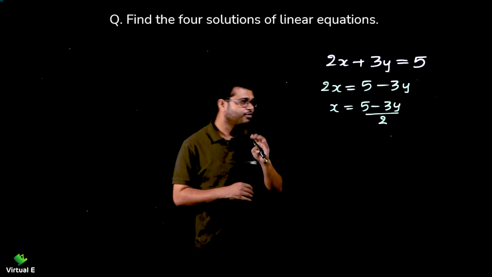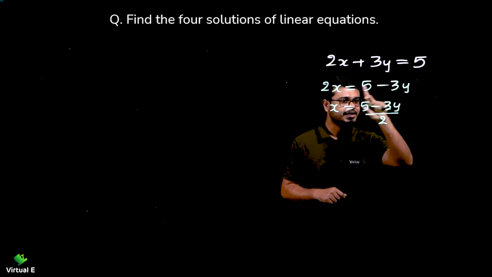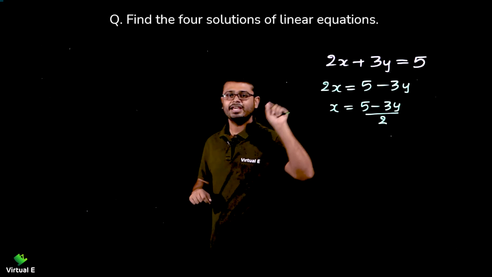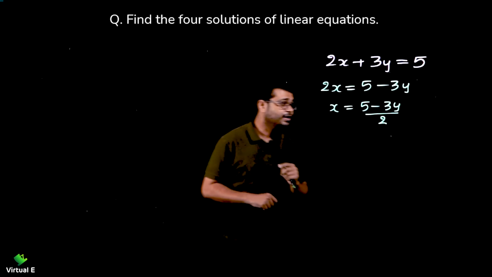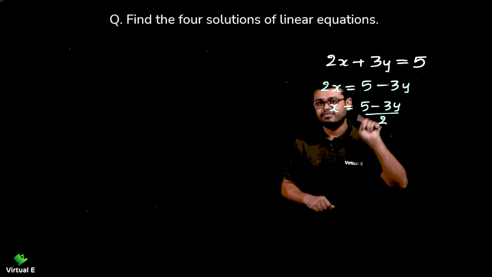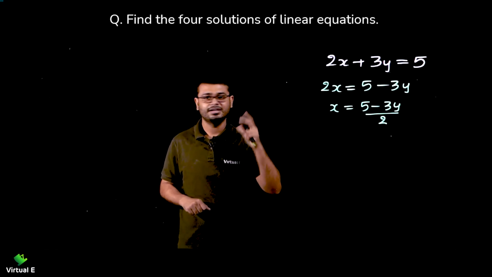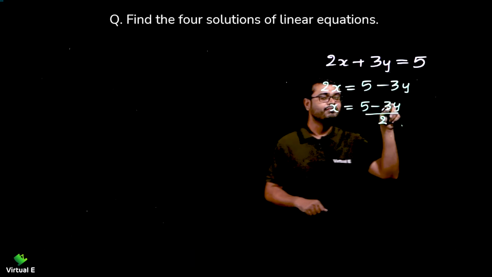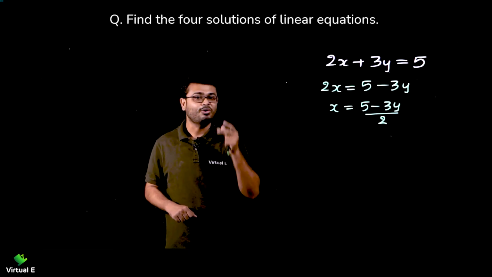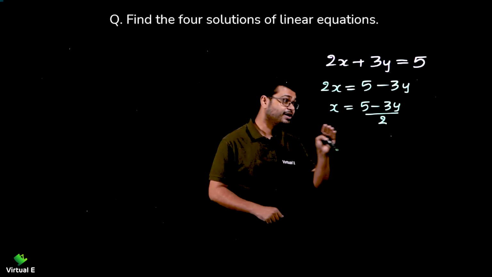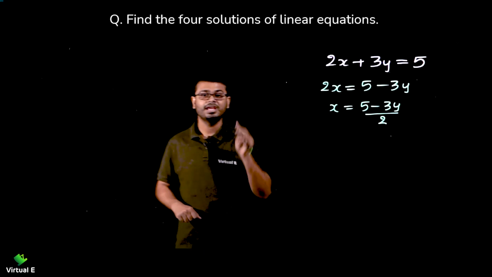So for that, remember how we need to think of the values of y: whatever you get, this numerator should be even. Why even? Because there is 2 in the denominator, so we can do cancellation very easily. If you take the value of y as 1, so 5 minus 3, that is 2, an even number, good. If you take the value of y as 2, 3 twos are 6, and 5 minus 6 is minus 1, an odd number, cancellation is not possible. Now let's take 3: 3 threes are 9, and 9 minus 5 will be 4.